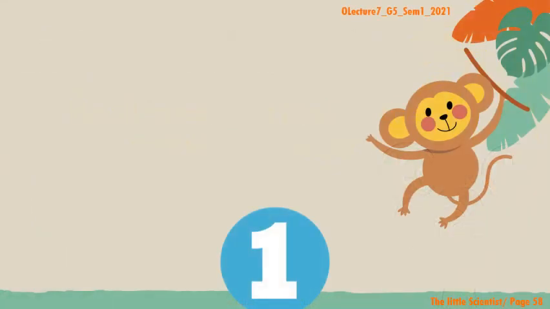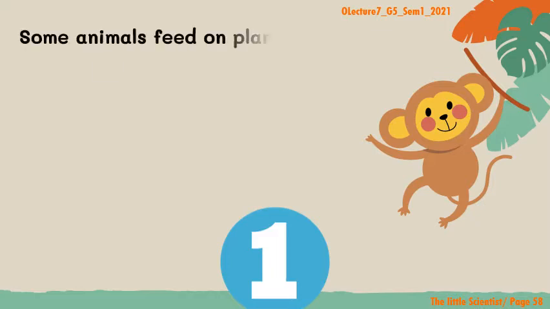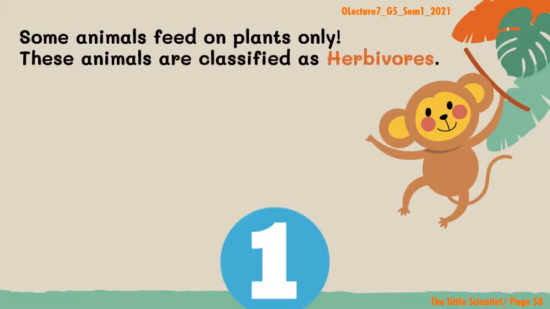Type of consumer number 1. Some animals feed on plants only. These animals are called herbivores. So, the animal which eats plants is a herbivore.